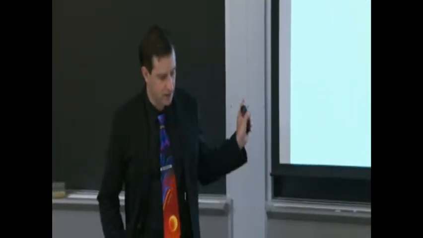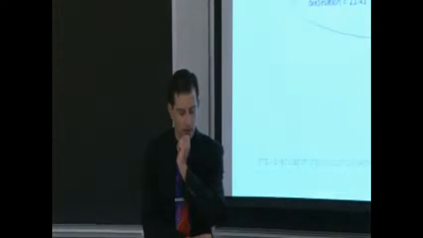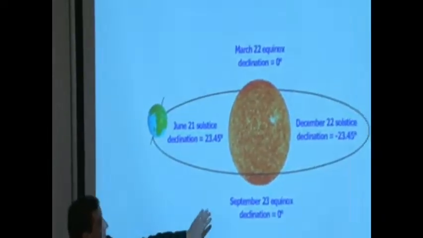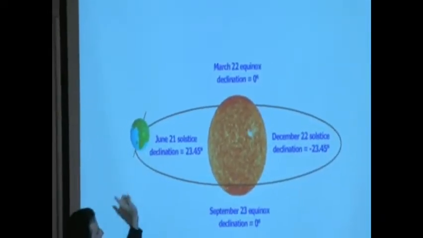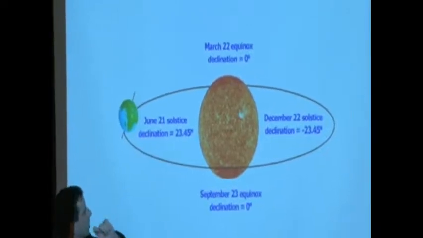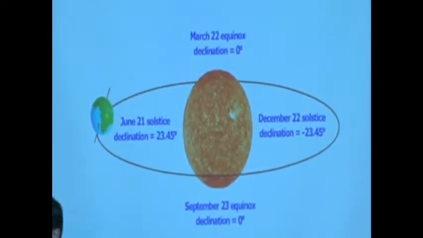Let's talk about the sun. This is just a review of our readings right here. This was a representation of the sun and the Earth moving around. And what is solstice and equinox? What do those refer to?